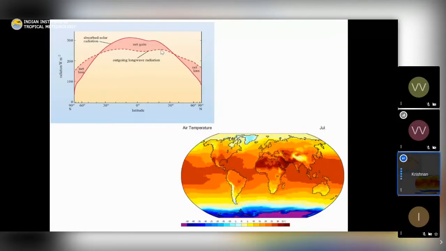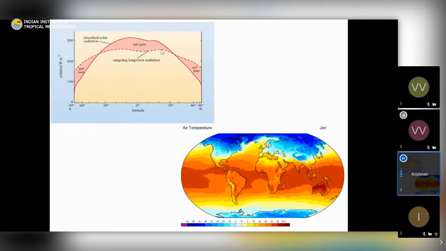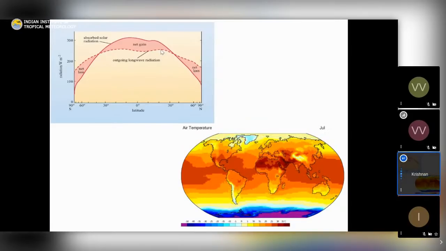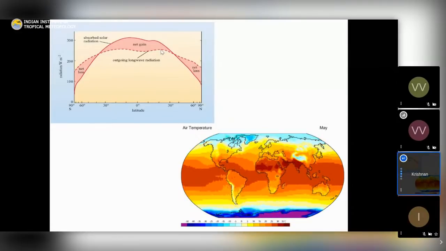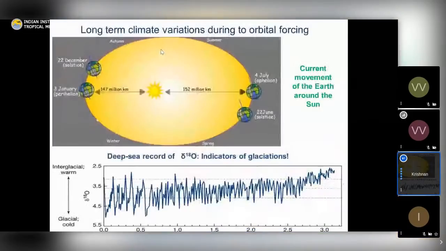And also the temperature of the planet is not uniform. It has a seasonal cycle that comes because of the tilt of the Earth's axis. And we have different seasons, the solar insolation varies, and then we have the seasonal cycle in the variation of the surface temperatures. Why I'm saying all this is, first, to understand that natural variations, even in the Earth's orbital forcing, are known to produce climatic variations.